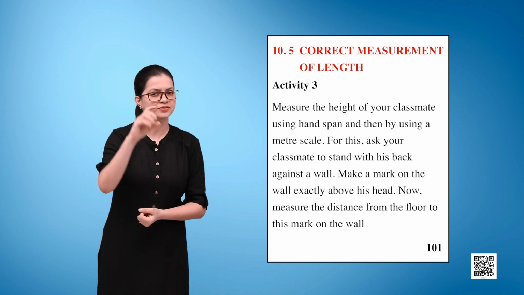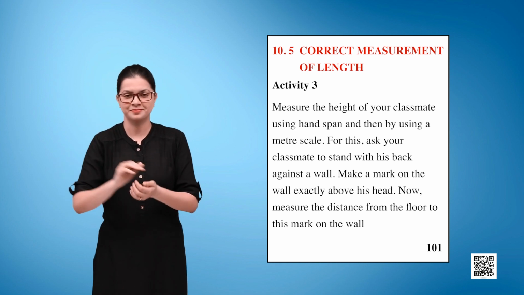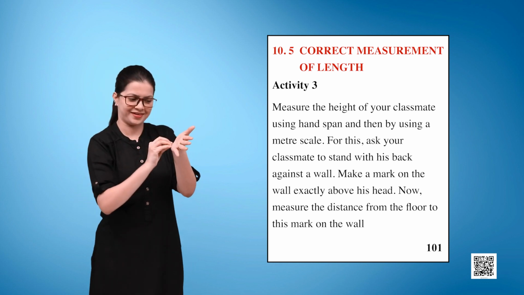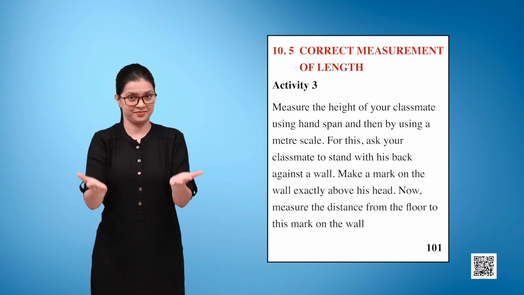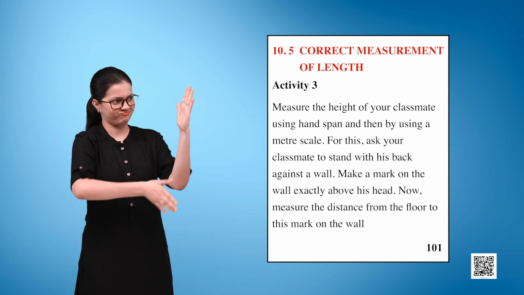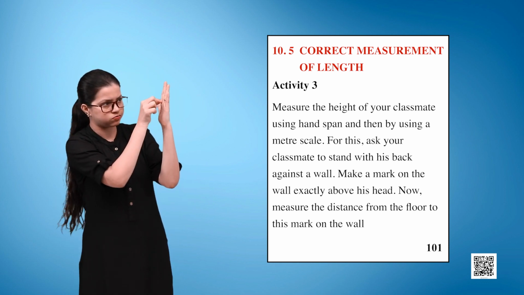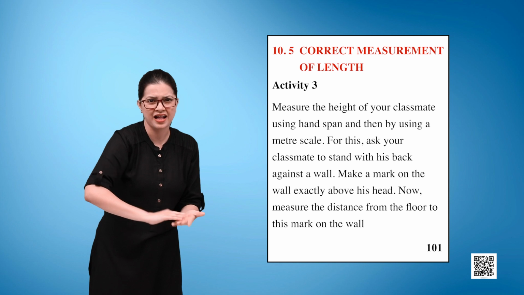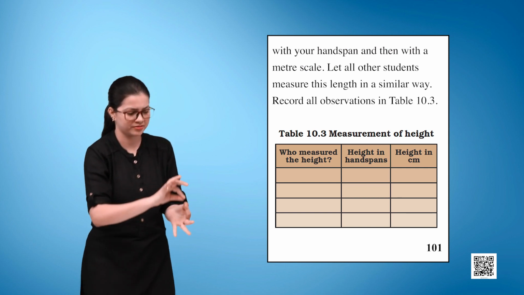Page 101. Activity 3. Measure the height of your classmate using handspan and then by using a meter scale. For this, ask your classmate to stand with his back against a wall. Make a mark on the wall exactly above his head. Now, measure the distance from the floor to this mark on the wall with your handspan and then with a meter scale.